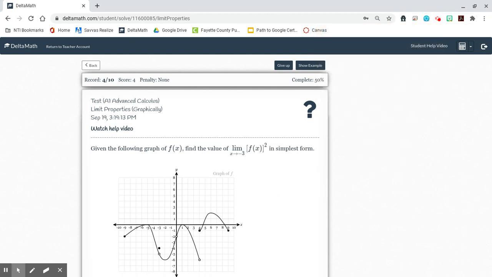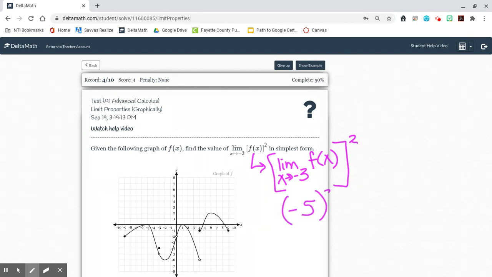When you're trying to find the limit of a function raised to a power, you can find the limit as x approaches that constant of the function and then square the result. That is another limit property that we can apply. So the limit as x approaches negative 3 of f of x is negative 5, but then we'll square it and get 25.